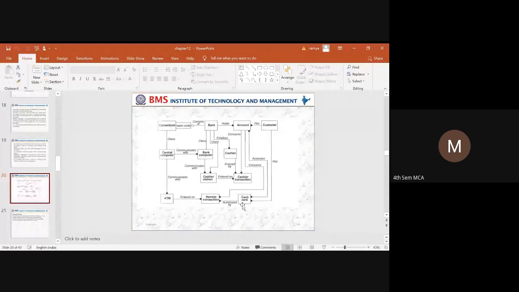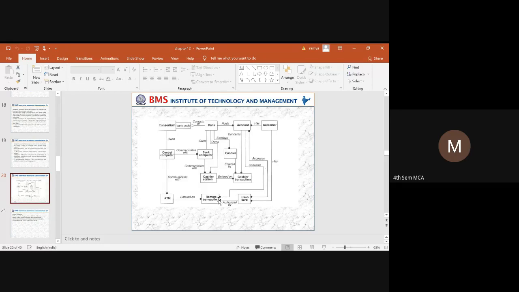For making a remote transaction, we need to have one medium. So what is that medium? A cash card. So all this cash card will be authorized by the remote transaction. This cash card will be taken as an interface by the customer. So the customer has a cash card, and the customer has an account. This account can be accessed by using a cash card, and the same account can be concerned with respect to the transaction.